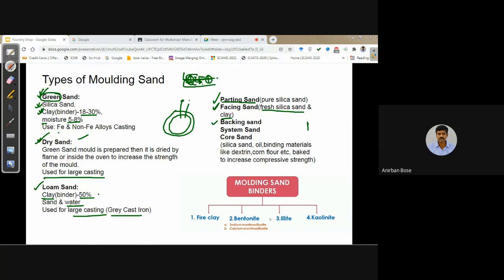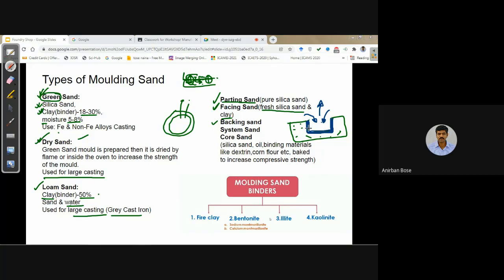If you see that this is the pattern, and this is the other part of the mold, let me do it in a different color. I am showing the blue color. You observe that this region, which is the sand, is in direct contact with the pattern. After removing the pattern, you make this region with the facing sand, and then you pour the molten metal here in the cavity.